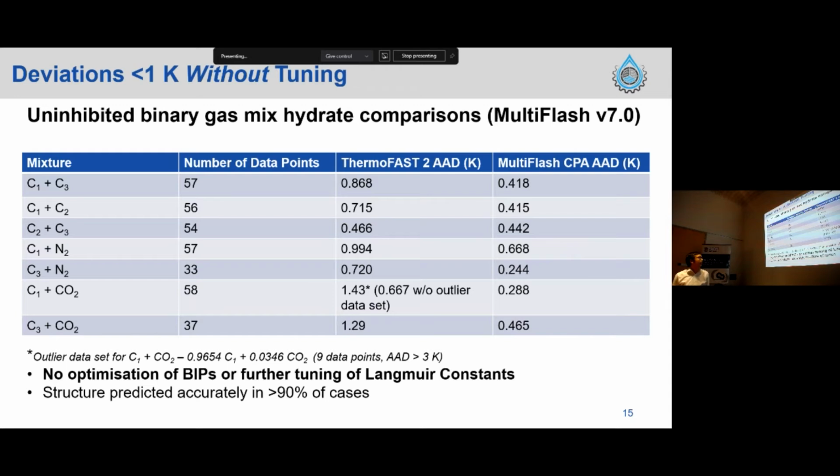So here we can see that compared to MultiFlash 7, using the CPK equation of state of hydrate in MultiFlash, you see that ThermoFAST 2, while not quite as good as MultiFlash yet, it's definitely on par. And this is quite a good result, specifically because we haven't done any optimizations of the binary interaction parameters or further tuning of the Langmuir constants, as I mentioned. And the structure is also predicted accurately in more than 90% of these cases as well.